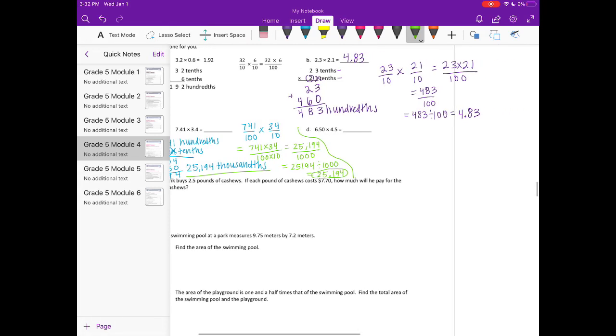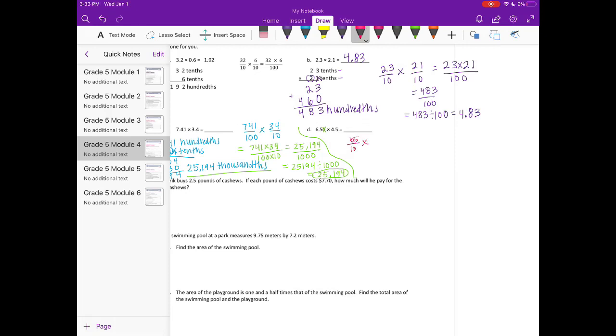Part D, 6 and 50 hundredths times 4 and 5 tenths. Now 6 and 50 hundredths, I'm going to simplify this. We don't need that 0 at the end. So I'm just going to leave it as 6 and 5 tenths. So 6 and 5 tenths is equal to 65 tenths times 4 and 5 tenths, which is 45 tenths.